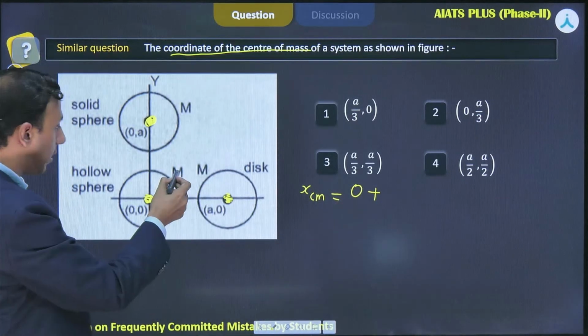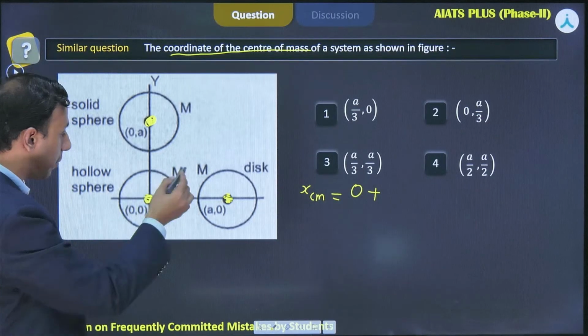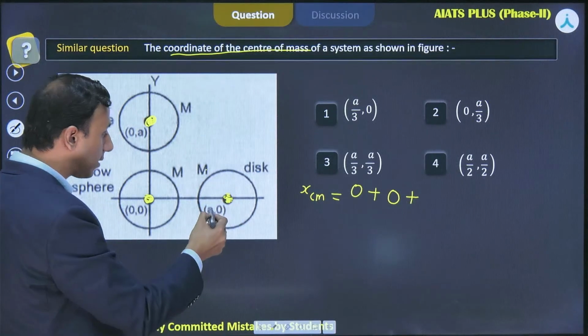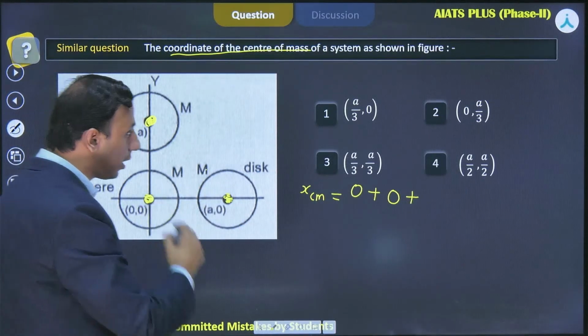Then m into x2, again 0. m into 0 is 0. Then m into x3 is a. So m into a is how much? ma.